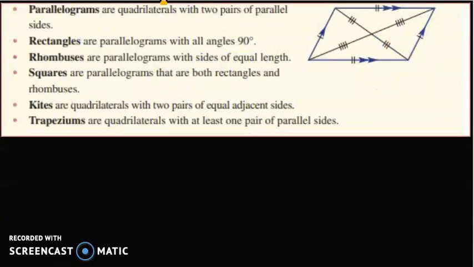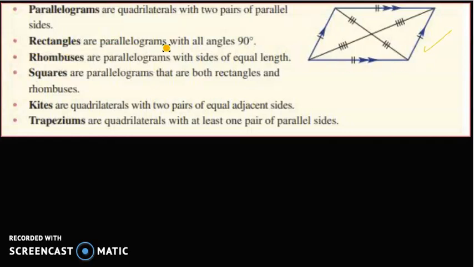Now here we are going to discuss a few of the properties of quadrilaterals. And the first quadrilateral that is there is the parallelogram. Parallelograms are quadrilaterals with two pairs of parallel sides. You can see this figure. This and this, these two sides are parallel, and these two sides are parallel. So in any quadrilateral, if we have two pairs of parallel sides, we call it a parallelogram.